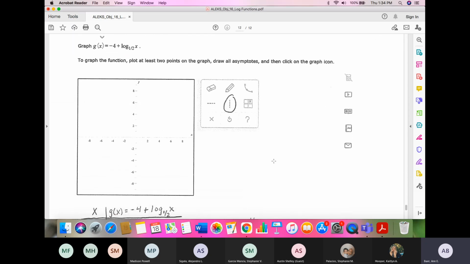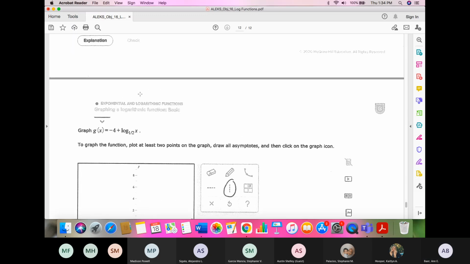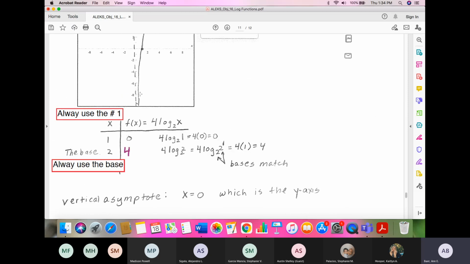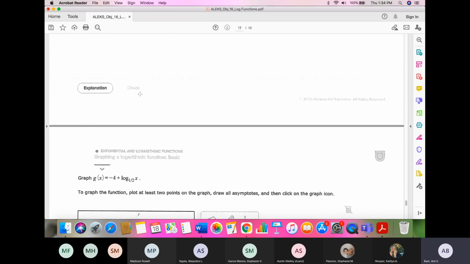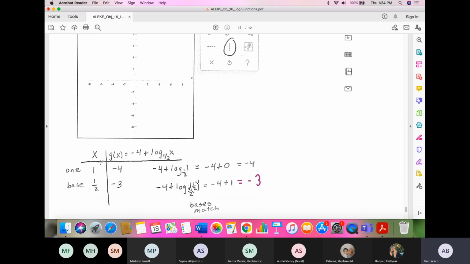So let's take a look at this one. Graph g of x equals -4 plus log base 1/2 of x. So we're still going to choose 0, and we're going to, wait a second, let me see. We want to choose 1. Yeah, I guess I was thinking about the asymptote. We want to choose 1 for sure, and we want to choose the base. We want to choose the number 1 and the base.